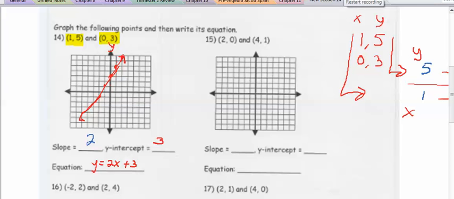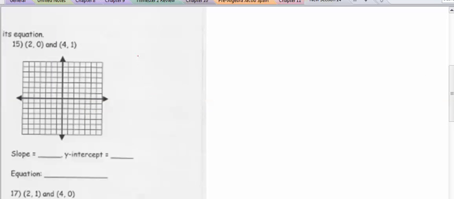Now let's do the next one. The same thing. We're going to do rack them, stack them, subtract them, and then we're going to graph it and find the y-intercept. So first of all, I'm going to rack the ordered pairs, which are right here, and then 4 and 1. I'm going to stack them up.